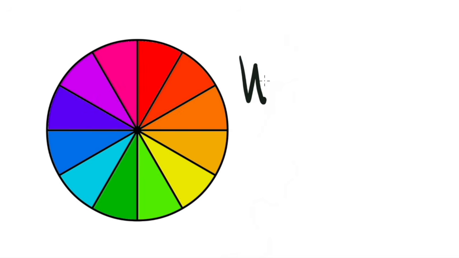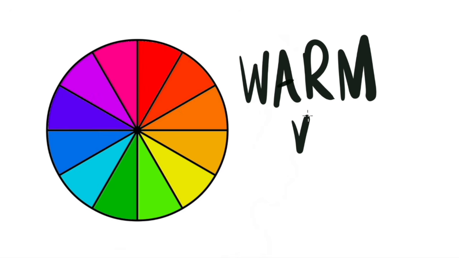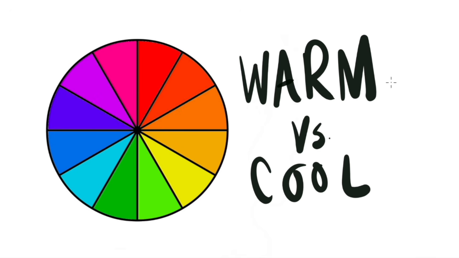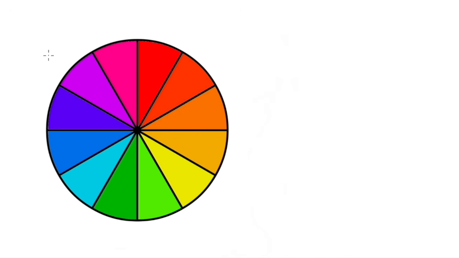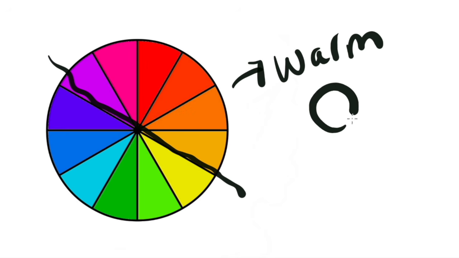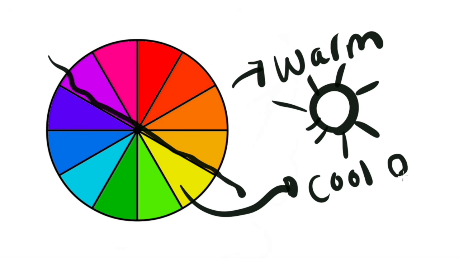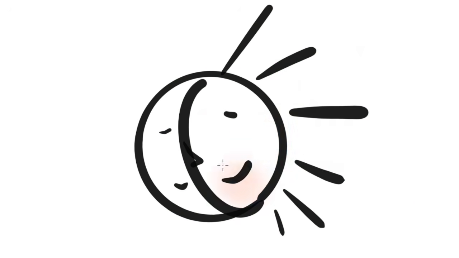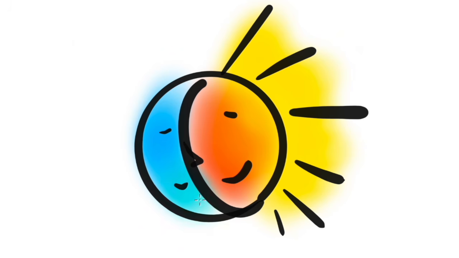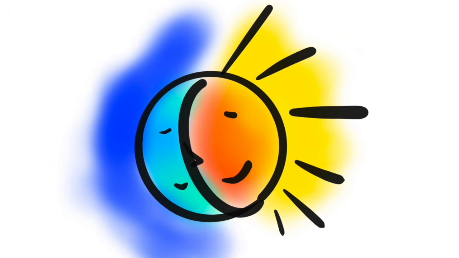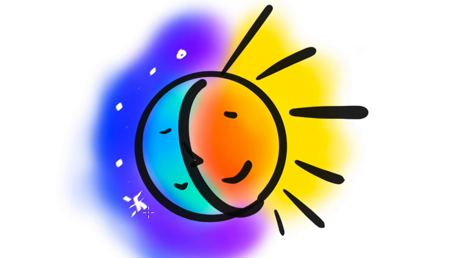Color can also be divided into 2 categories of warm color schemes versus cool color schemes. To determine if a color is warm or cool, we simply divide the color wheel in half. Warm colors are the colors that remind you of the warm sun, and cool colors kind of remind me of a cold winter day. Here's an example of a sun and moon. The sun is colored with bright warm colors, and the moon is colored with those darker cool colors, like blues and purples.